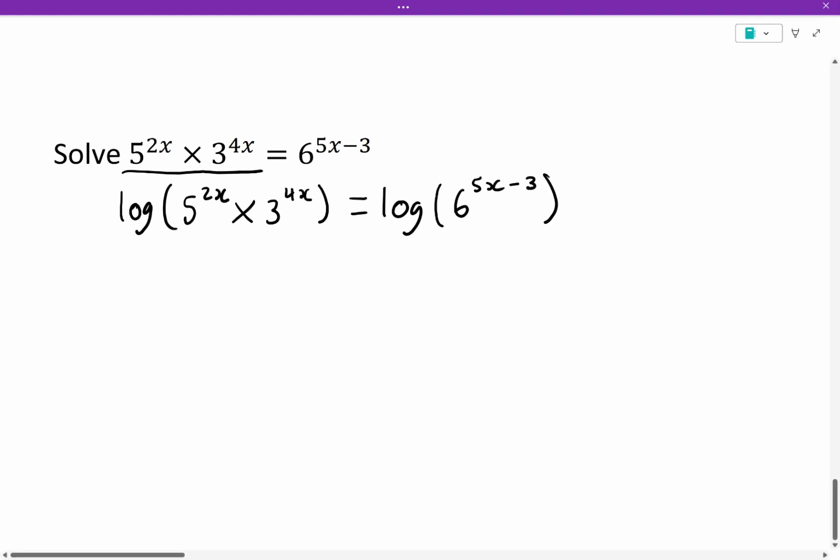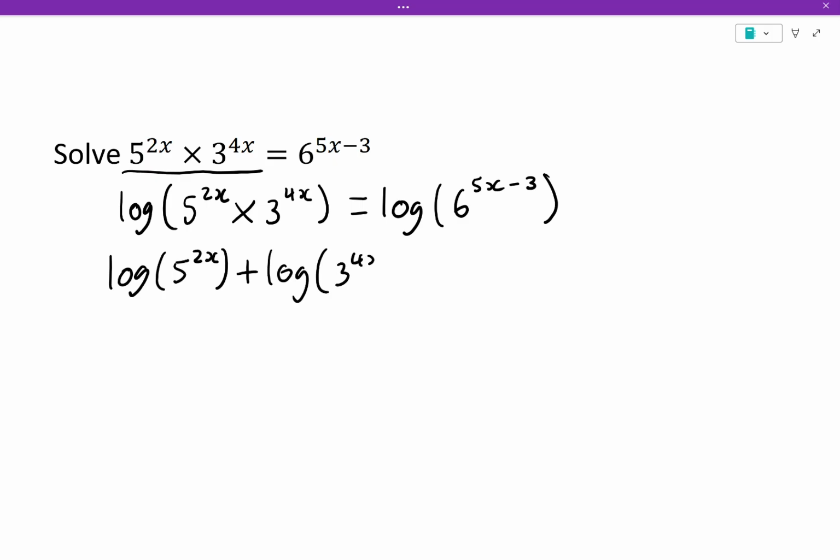Now on the left-hand side, we've got a similar position to the previous question in the sense that I've got a product in here, and the powers of the two things in the product are different. So we're going to want to split this up into 2 separate logarithms added together before we use the power rule. So it'll be log of 5 to the power of 2x plus log of 3 to the power of 4x. And then that's going to be equal to our right-hand side, which is log of 6 to the power of 5x minus 3, which I don't really need to do anything with.